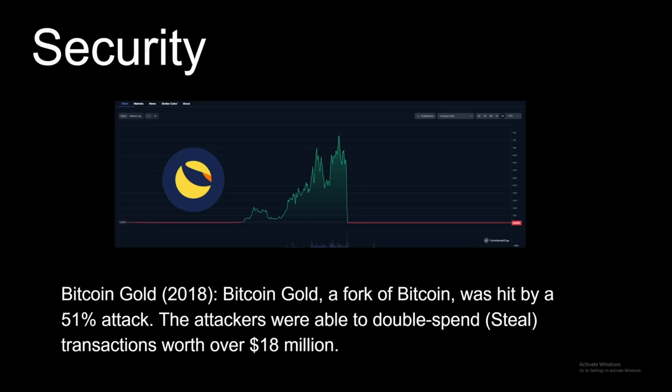A slightly less extreme example was Bitcoin Gold in 2018, when it was hit by a 51% attack, and the attackers were able to double spend, aka steal, $18 million worth of Bitcoin Gold. So there are very real world consequences if a project does not have adequate security.